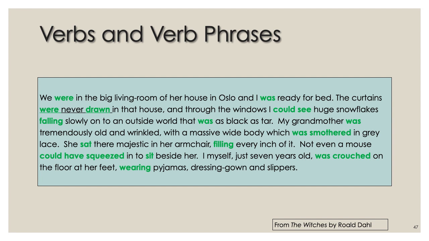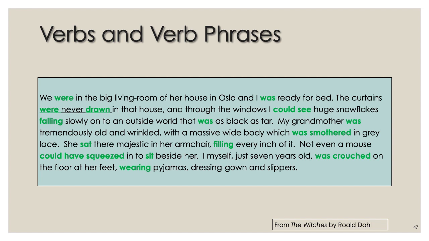So one of the few things that can interrupt that verb sequence in a verb phrase is some of these adverbs, but it is still a verb phrase because you can take that adverb away and you still see that those verbs go together. So the curtains were drawn in that house, or the curtains were never drawn in that house. The never simply alters that shift from being the positive to the negative.